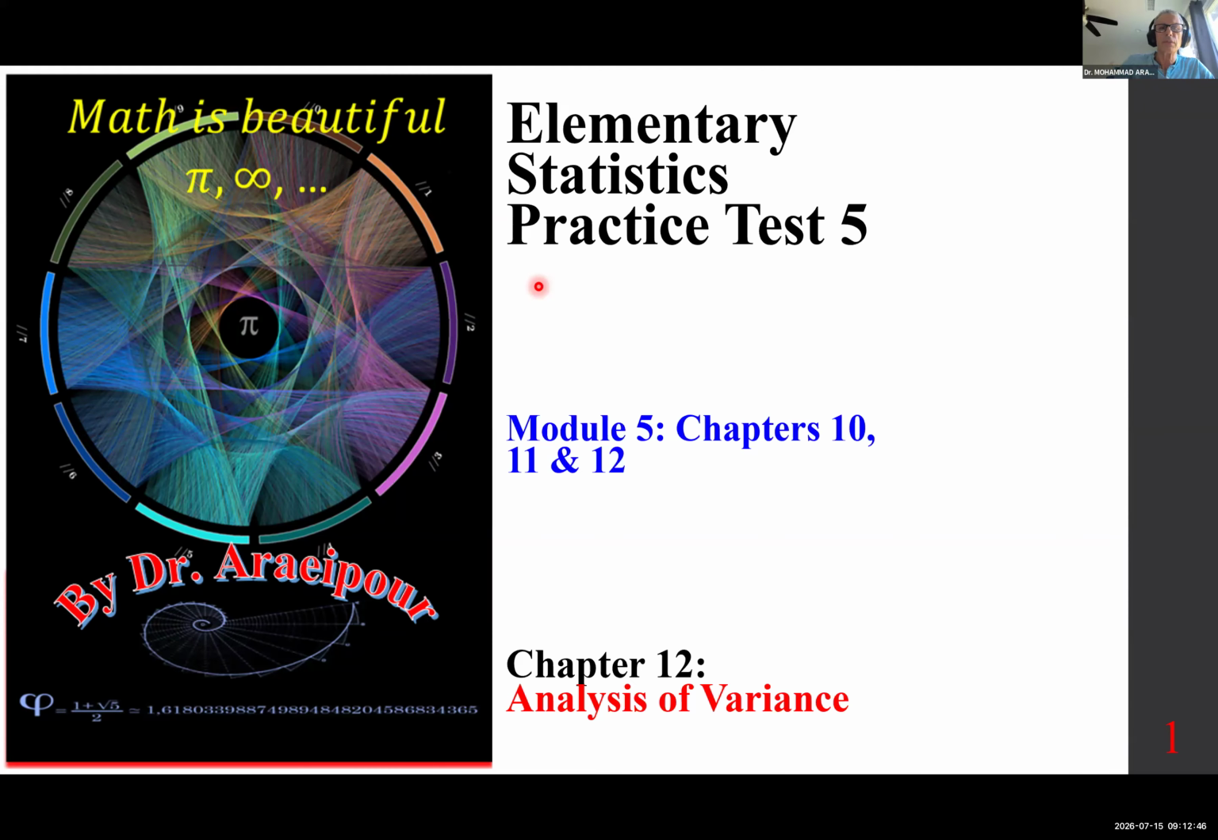Good morning, class. Here's elementary statistics, practice test number 5, module number 5, covering chapters 10, 11, and 12. Here's chapter 12, analysis of variance, or ANOVA, they call it.